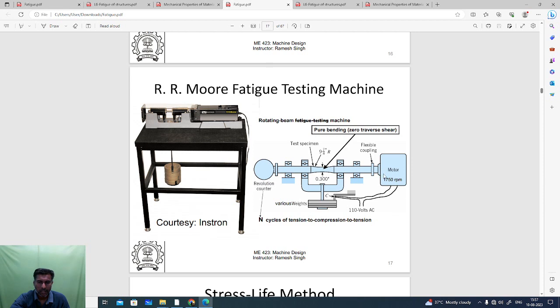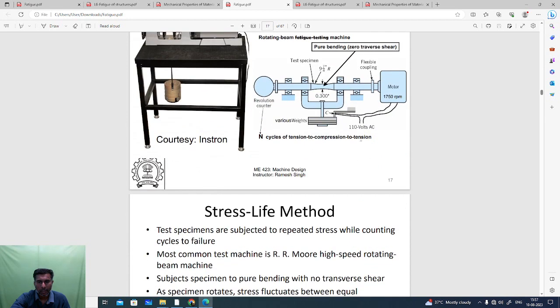The motor has 1750 RPM, that is revolutions per minute. Here the varying weights are used depending upon the load. Weights can be added here, or removed from the equipment. The maximum voltage applied is 110 volts, alternating current. See, this is an earth meter.